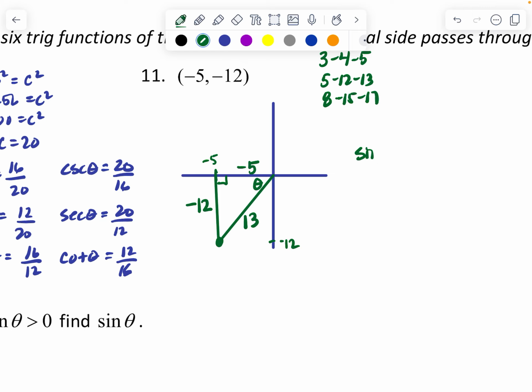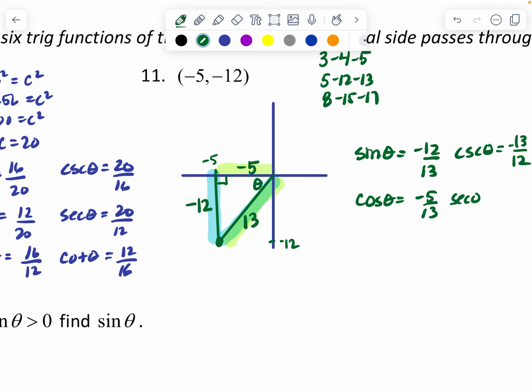So sine of theta, again, is opposite over hypotenuse. That would be -12 over 13. And so I know right off the bat that cosecant of theta is negative 13 over 12. It's just the flip of it. Cosine of theta is adjacent over hypotenuse, so that's negative 5 over 13. And the flip of that is secant, so that's going to be negative 13 over 5.